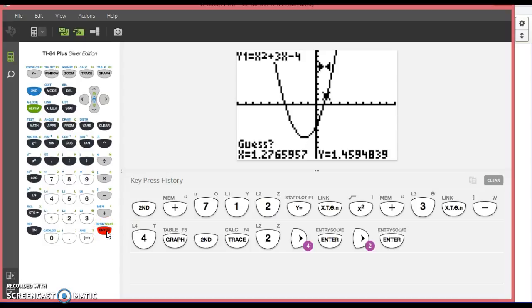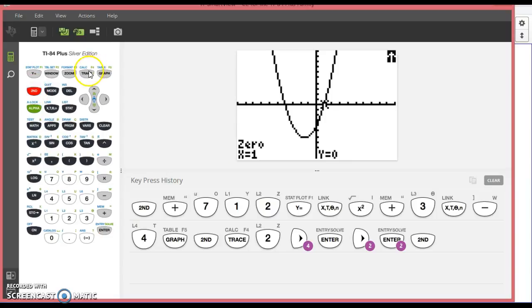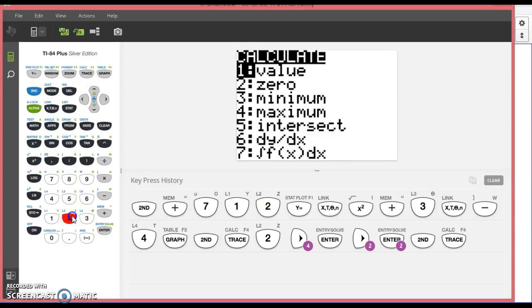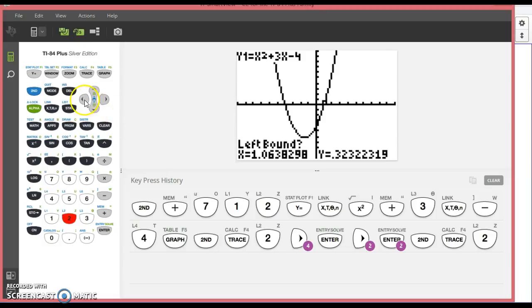Do we want it to guess? No, we do not. We hit enter again. The first x-intercept is the point 1, 0. So my first answer is 1. Then I'm going to do the same thing again. Second, calculate, 0 is 2. Now, look what I need to do. I need to move my cursor using my left button all the way to the left side.